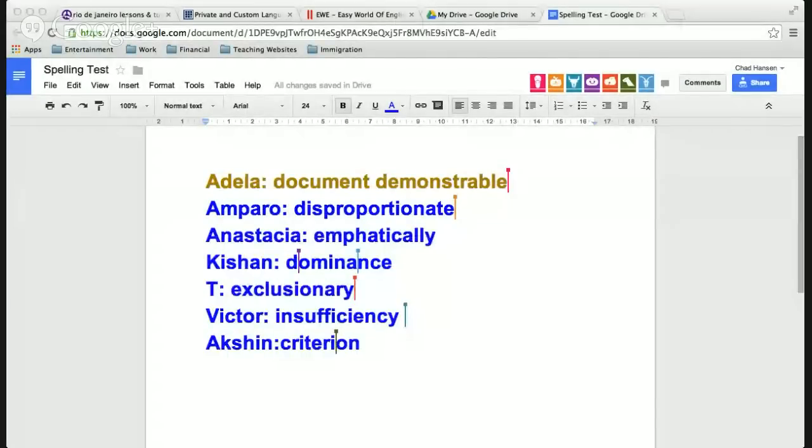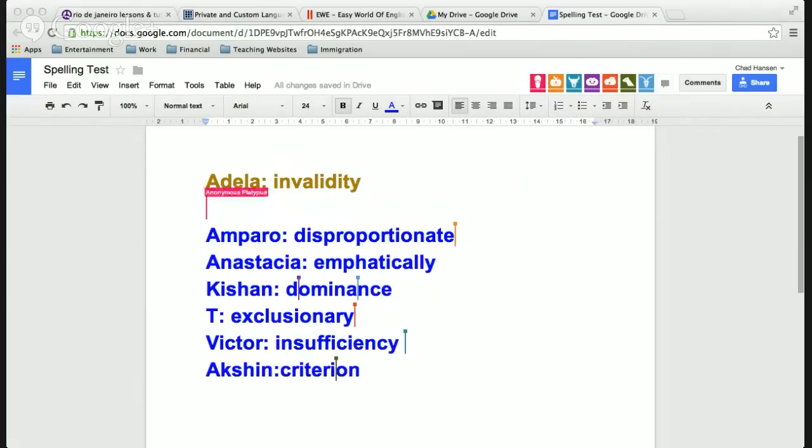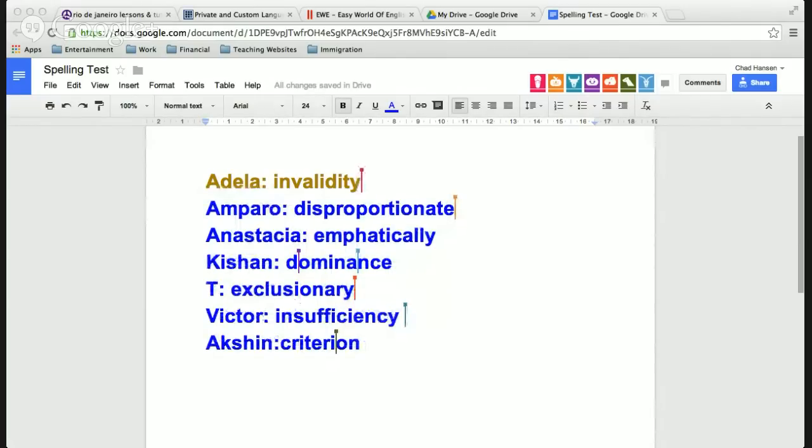Okay, let's go back to the beginning here. Adela? Okay, so Adela, your word is invalidity. Invalidity. All right, good. The flap T did not throw you off at the end. Okay, very good. That is invalidity. Nice job, Adela.